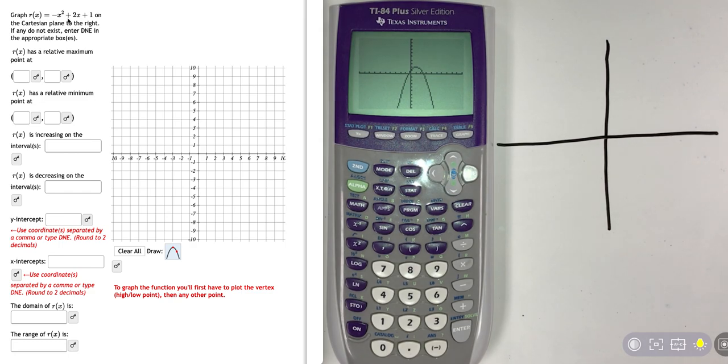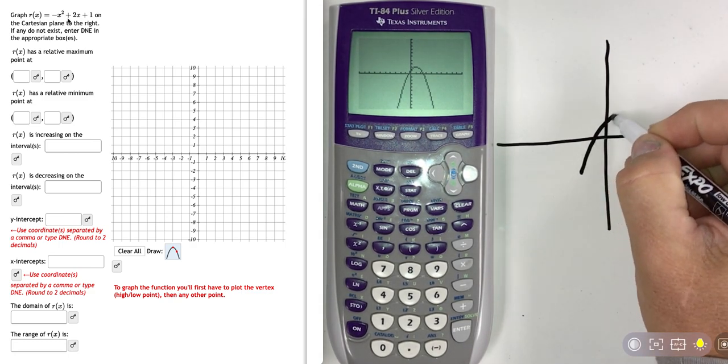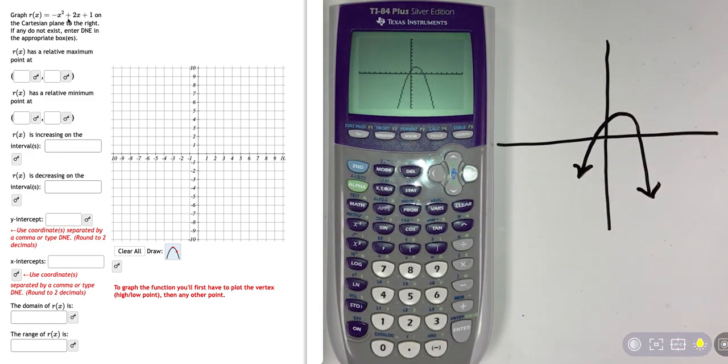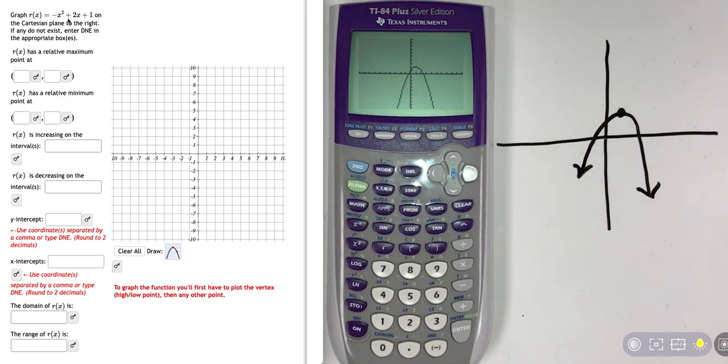I want to try to create that graph as well. I'll sketch it out right here for now. I can see it's going up and then back down, crossing the x-axis in two places. And the first thing we want to do is try to find the relative maximum. The maximum would be the highest point the graph gets to. We got to find that point.